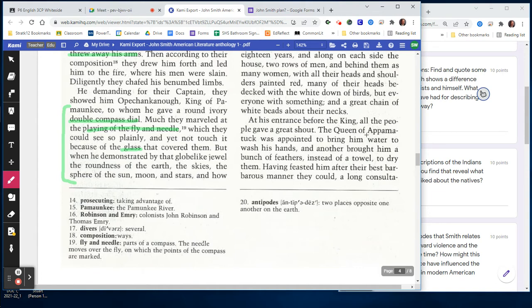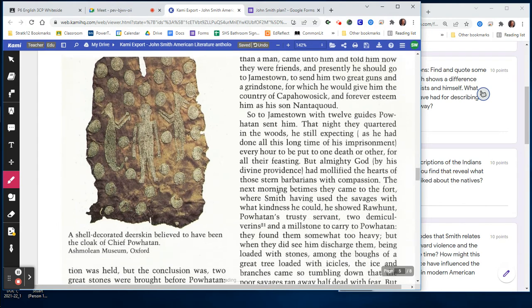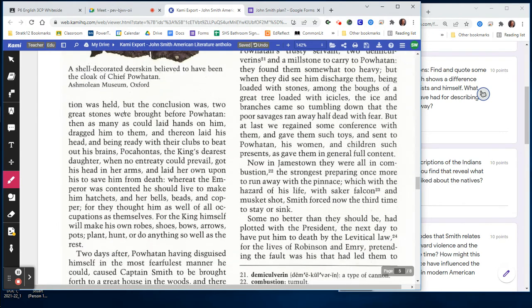The queen of Appomattox was appointed to bring him water to wash his hands, and another brought him a bunch of feathers instead of a towel to dry them. Having feasted him after their best barbarous manner they could, here he is saying that they're kind of barbarous, a long consultation was held, but the conclusion was 2 great stones were brought before Powhatan.